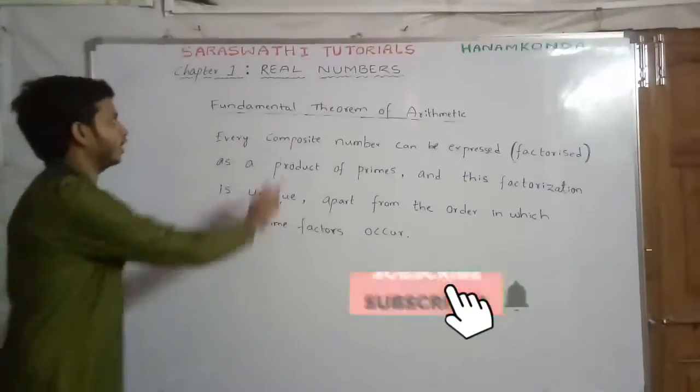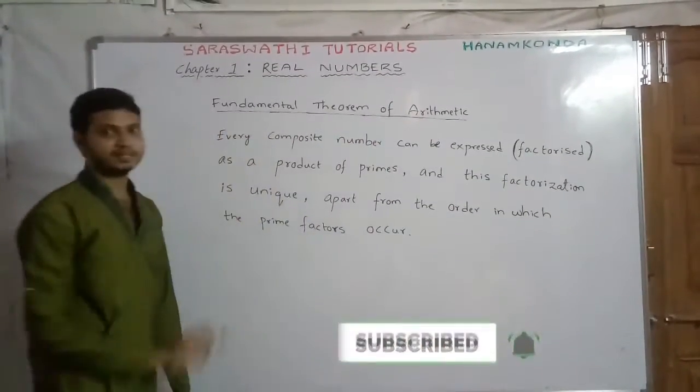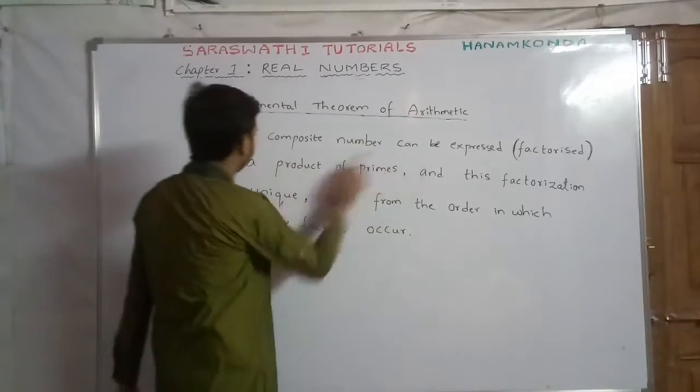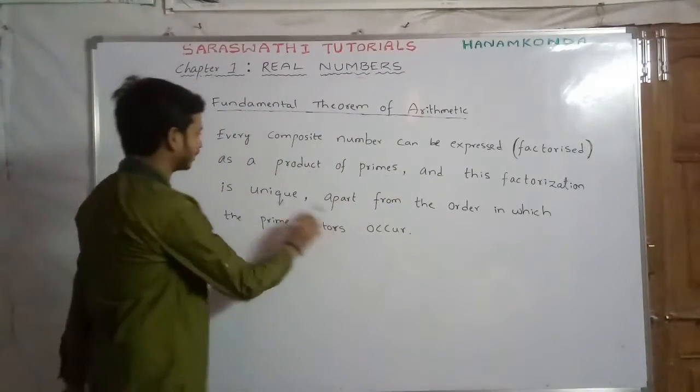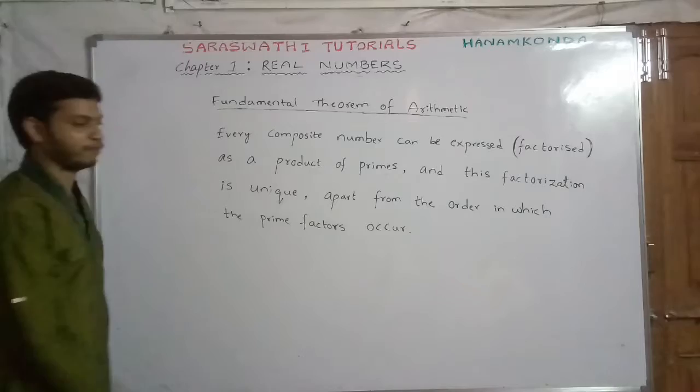So the next topic is the fundamental theorem of arithmetic. The theorem statement is: every composite number can be expressed as a product of primes, and its factorization is unique apart from the order in which the prime factors occur.